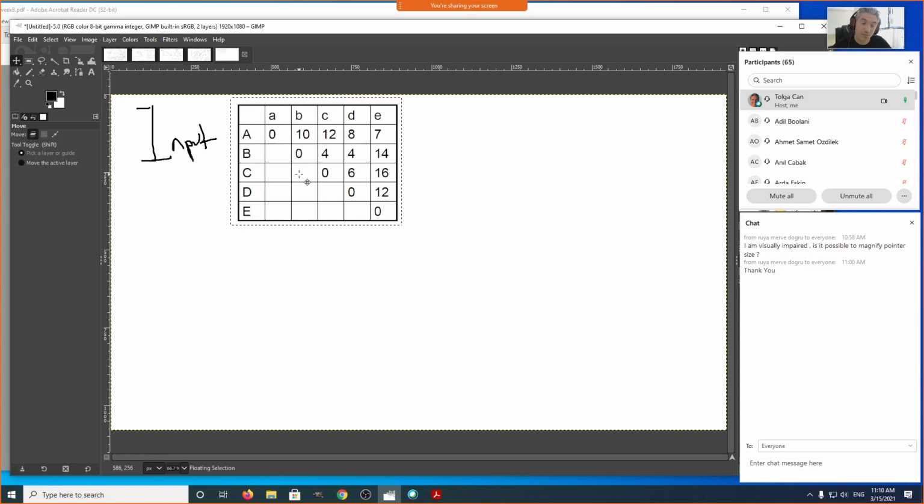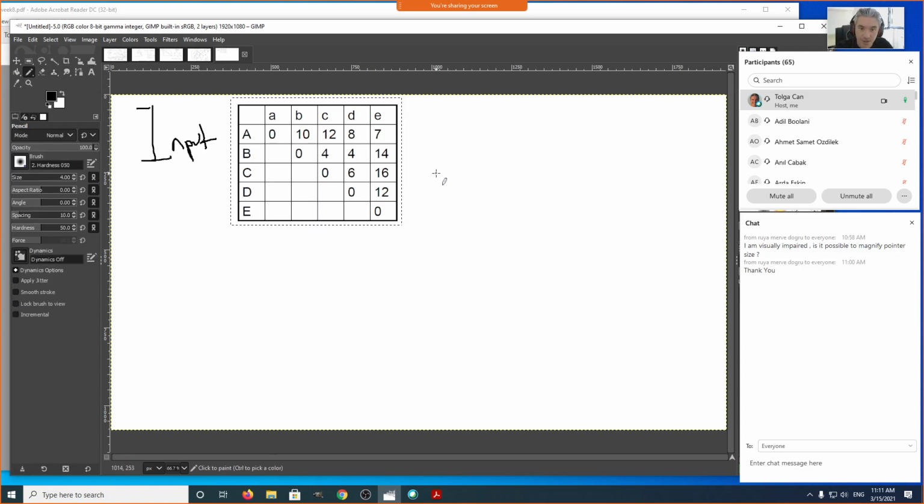Okay, so this is my input matrix. The first step is to verify that it's additive, and let's assume we did that. So we need to look at all the triplets and check whether they satisfy the triangular inequality. Now, here the algorithm proceeds like this.